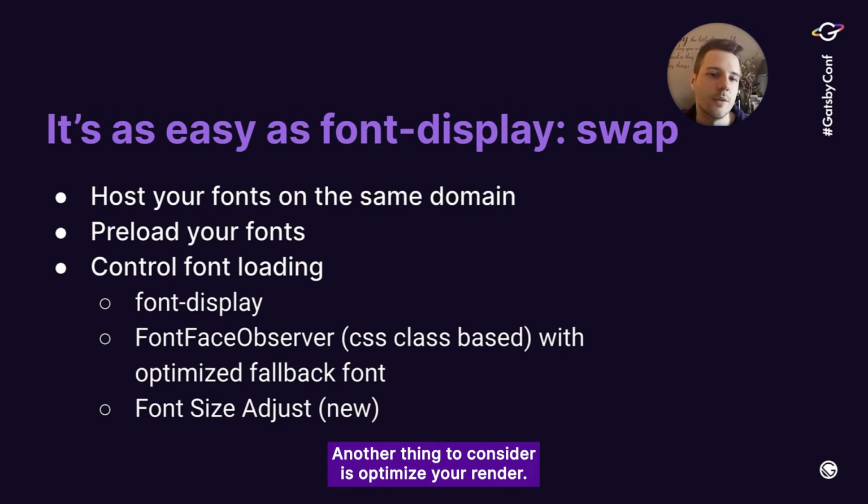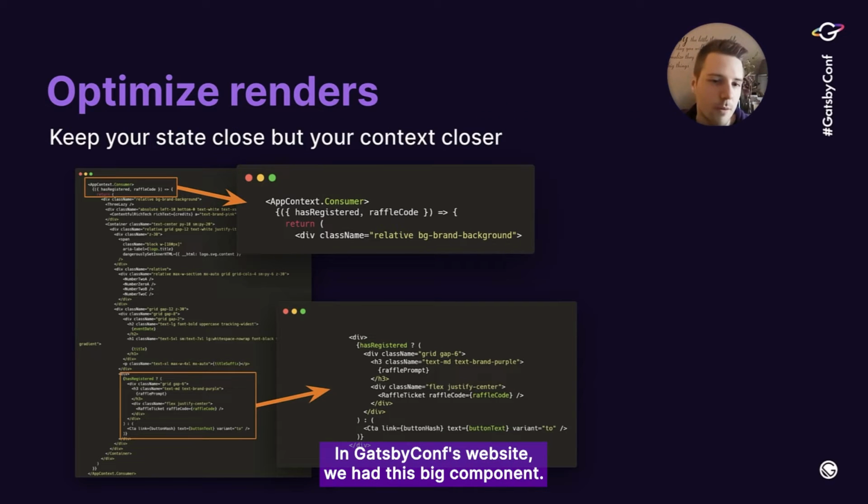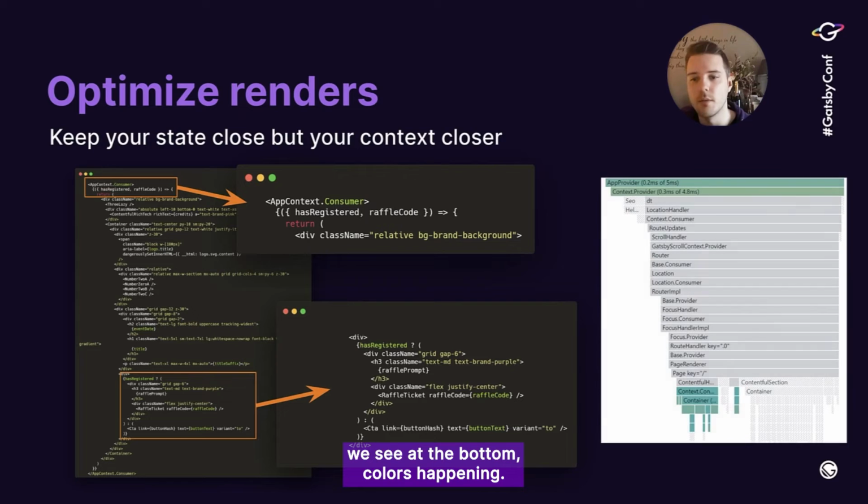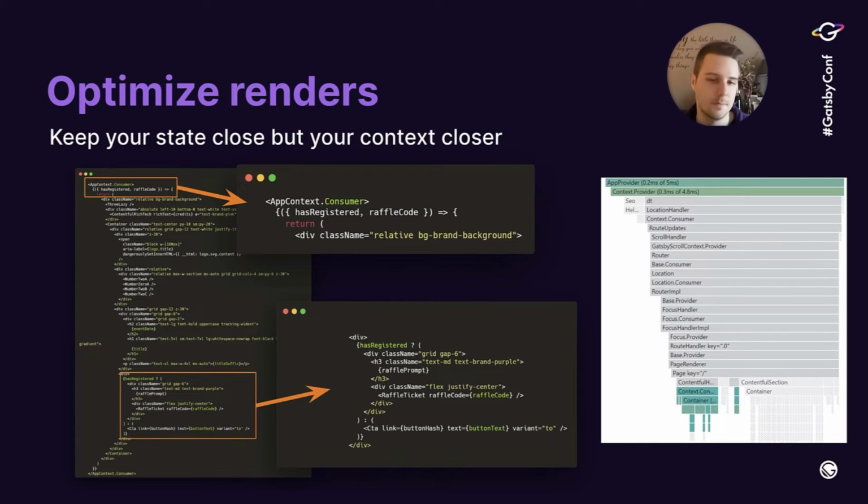Another thing to consider is to optimize your render. In the GatsbyConf website, we had this big component. At the top, we had the context, and somewhere below, we were using the context. The problem is when the context changed, we had to re-render the whole tree. We had the stars at the top, 2022 images, all those things had to be re-rendered. If you look at React DevTools, we see at the bottom colors happening. Not too expensive, the render took 5 milliseconds, not too bad, but still there were a lot of components that re-rendered for nothing.